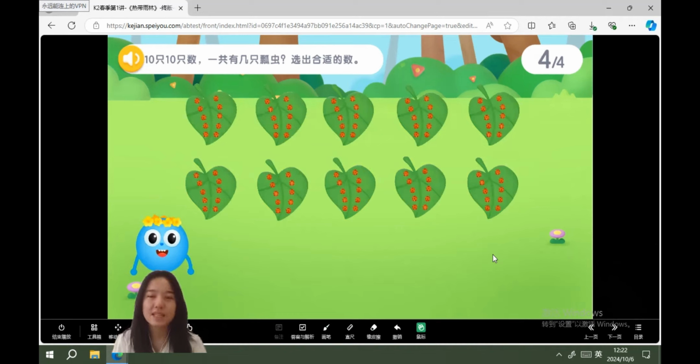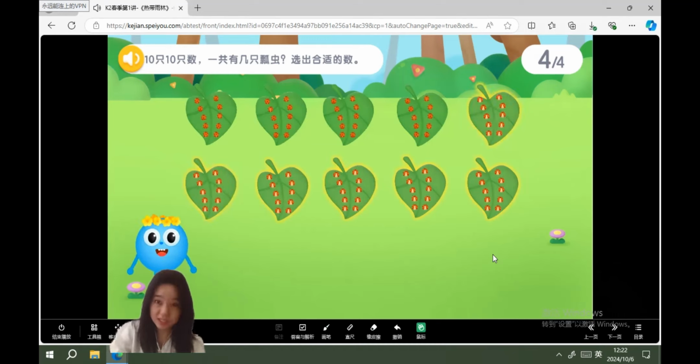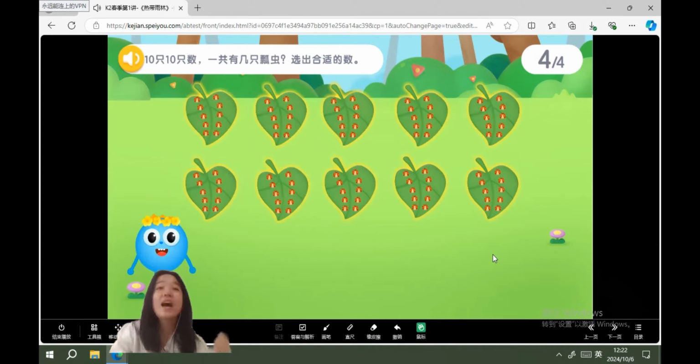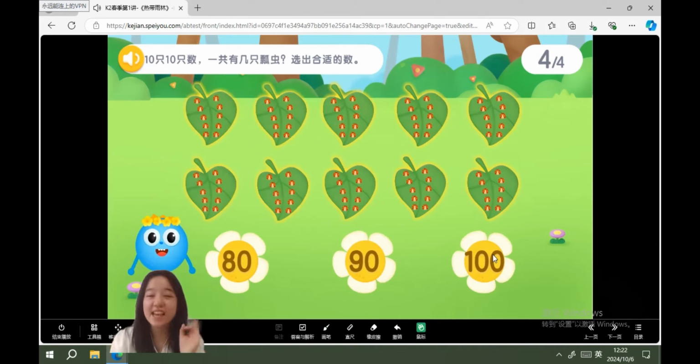This time, of course, some kids may wonder, why do we need to start from the upper left corner every time? Of course, you can start from the bottom right corner, but please count in order. 10, 20, 30, 40, 50, 60, 70, 80, 90, 100. 10 tens, as you can see, which is just 100.